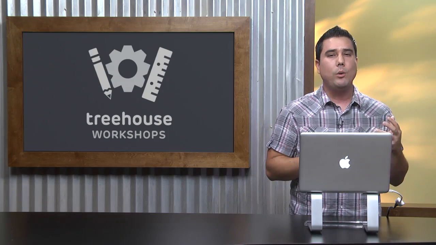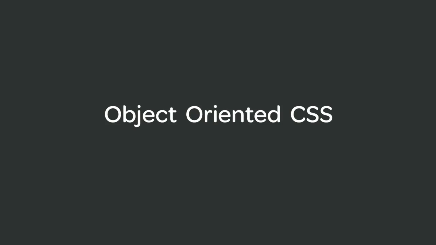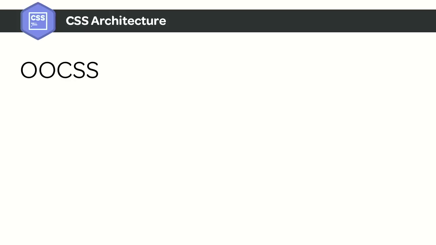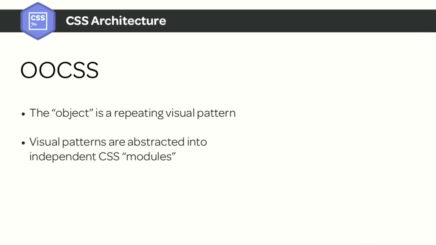But what if we have to deal with hundreds of lines of CSS or large scale sites that have tens or hundreds of pages? Well, object-oriented CSS, or OOCSS, can be really useful for this. Now, OOCSS was introduced by Nicole Sullivan in 2009. And the base principles are a lot like our previous example with DRY. Now, the object in OOCSS is a repeating visual pattern.